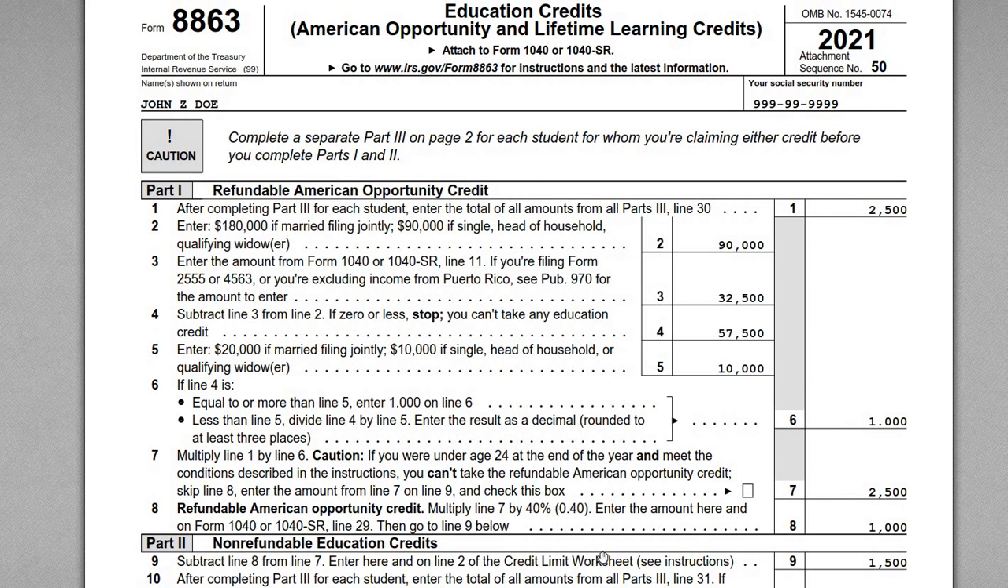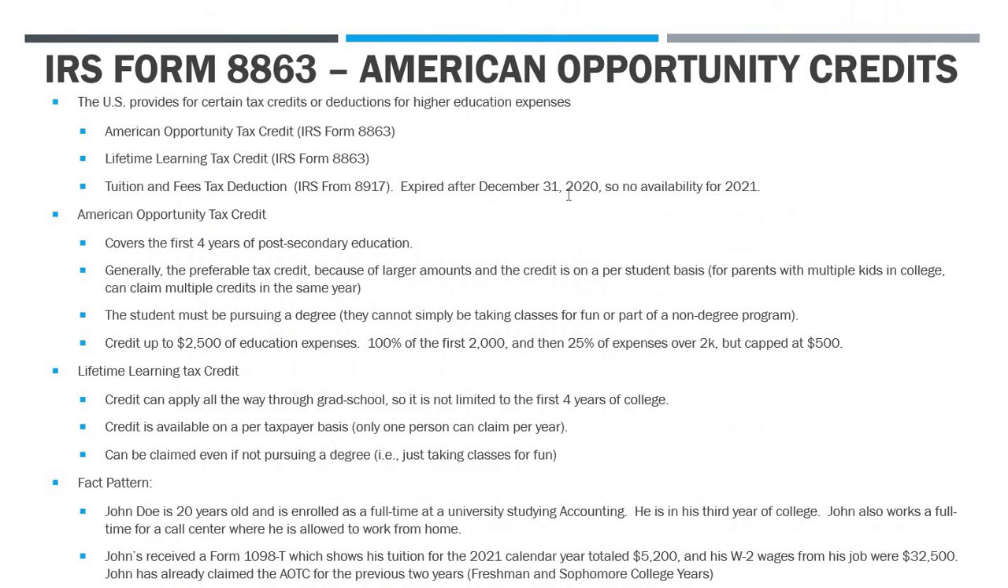We'll go through this, but I've also got a slide here where I want to cover some of the background on these credits and what some of the differences between the two are, and then we'll look at the fact pattern. So broadly speaking, there are a number of different types of tax credits or incentives that the IRS offers you if you're a U.S. student, right? The first one is the American Opportunity Tax Credit. That's what we'll cover in this video.